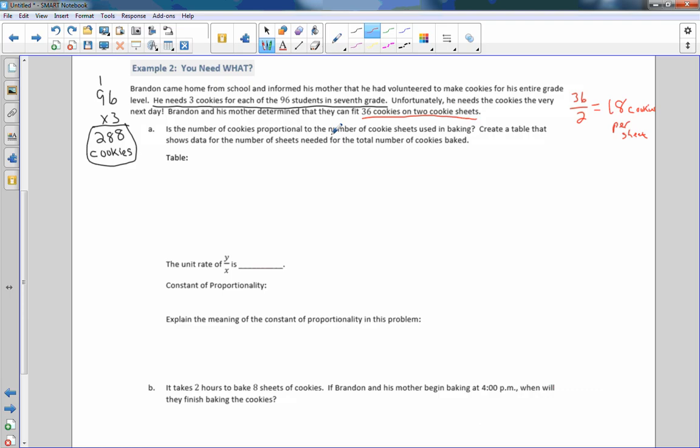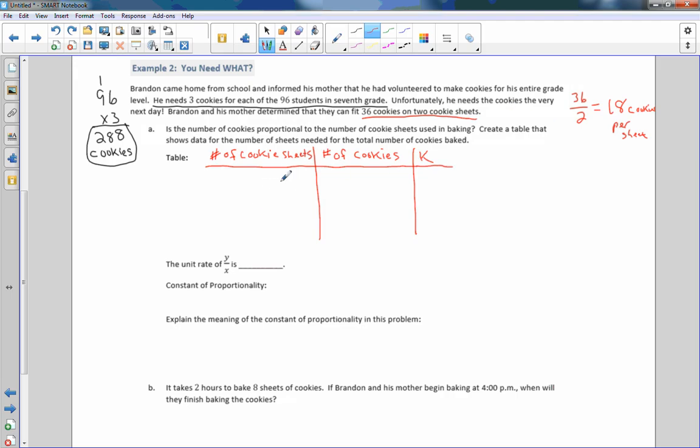A, is the number of cookies proportional to the number of cookie sheets used in baking? Create a table that shows data for the number of sheets needed for the total number of cookies baked. So here we need to create a table. So we're going to have number of cookie sheets here, and number of cookies, and then we're going to do our constant of proportionality, which is k. I'll just write k this time because we all know what that is.